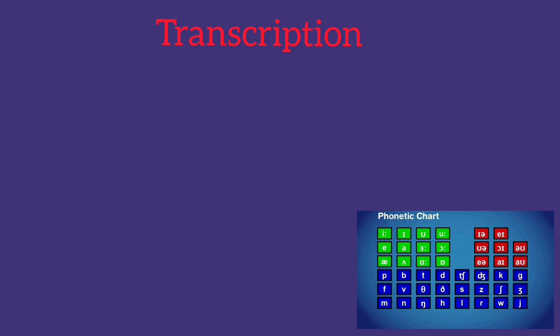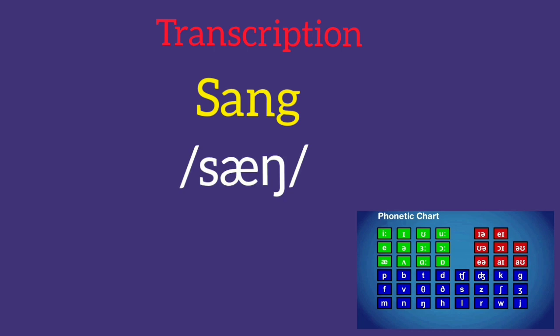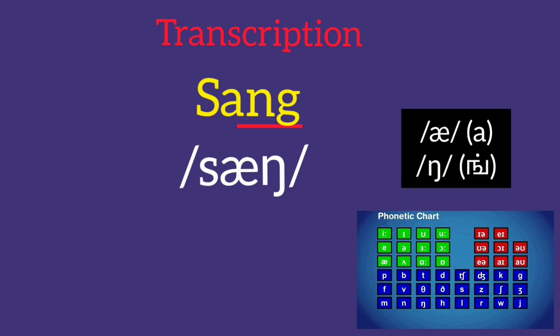The answer for the word sang is slash ing slash. Here the letter A matches with the vowel a as it produces the alphabet a sound, and the letters ng changed to its phoneme ing. Since it sounds like a Tamil letter ing, its transcription is slash ing slash.